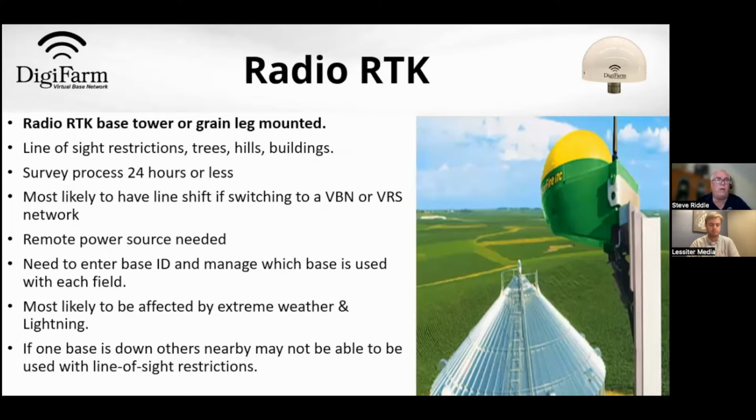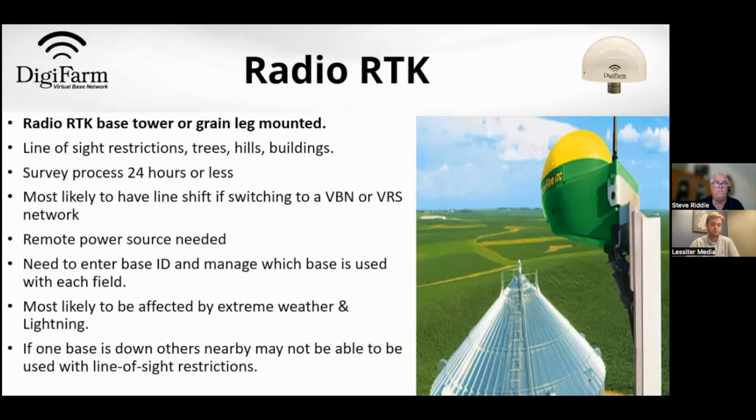Plenty of it is still being utilized. There again, it's line of sight restricted with trees, hills, buildings. The survey process can be questionable for its accuracy. It's just 24 hours or less. This is the one that I find when guys are transitioning from a radio RTK over to a cellular based, especially a virtual base network or a virtual reference station network that we'll talk about later. And a lot of it has to do just with the initial survey process.